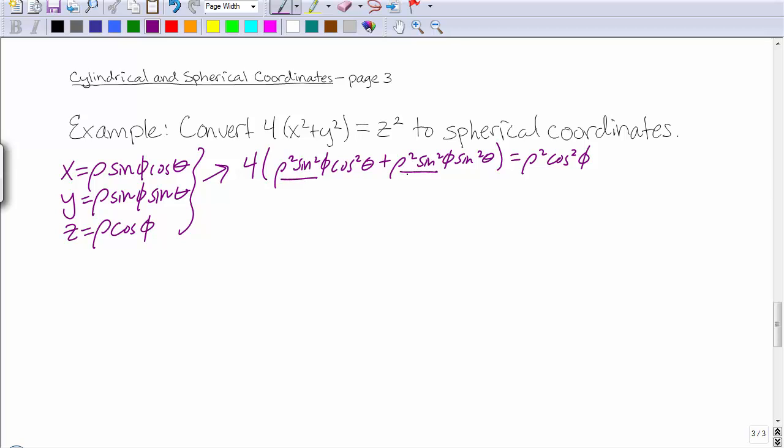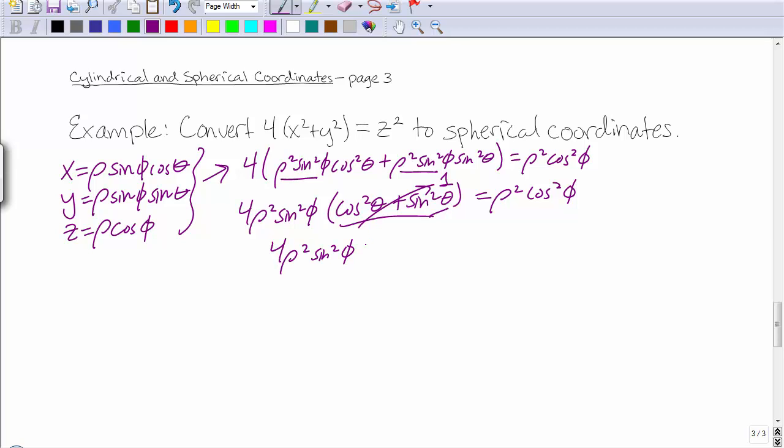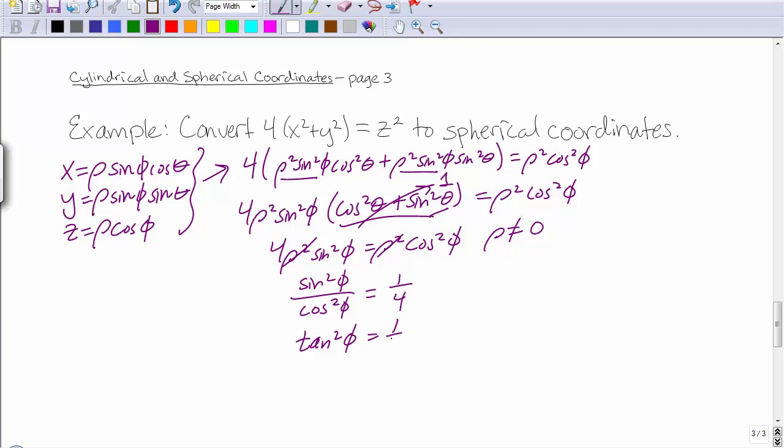Of course, now we can factor out this rho squared sine squared phi. So this becomes 4 rho squared sine squared phi times the quantity cosine squared theta plus sine squared theta equals rho squared cosine squared phi. And this is nice because it cancels out to be 1, and we have 4 rho squared sine squared phi equals rho squared cosine squared phi. As long as we don't allow rho to be 0, we can cancel out the rho squareds. I'm going to rewrite this as sine squared phi over cosine squared phi equals 1/4. And the reason I did that, as you may notice, is this now is tangent squared phi equals 1/4. So tangent phi equals plus or minus 1/2, or phi equals arctangent of plus or minus 1/2.